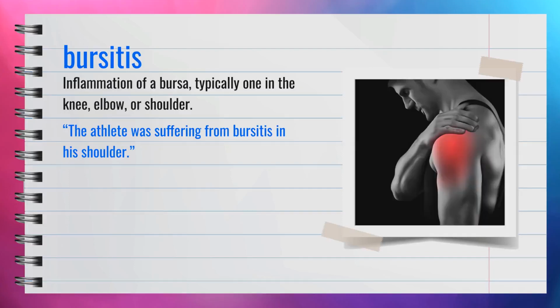The word bursitis, spelled B-U-R-S-I-T-I-S, is a noun. It refers to the inflammation of a bursa, typically one in the knee, elbow, or shoulder. For example, the athlete was suffering from bursitis in his shoulder. Bursitis, inflammation of a bursa, typically one in the knee, elbow, or shoulder.